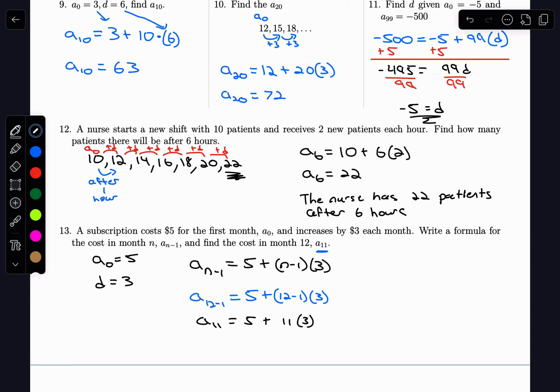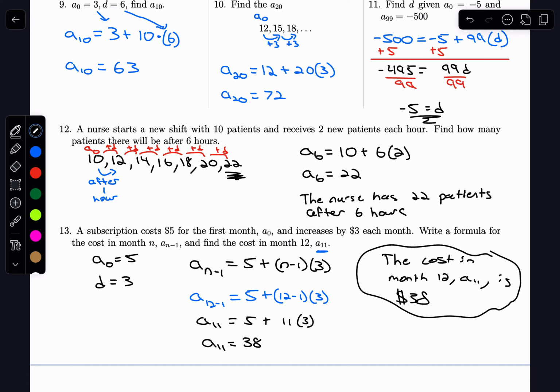Now the cost in month 12 is just 5 plus 11 times 3. So the cost in month 12 is 5 plus 33, which is $38. So we can go ahead and just summarize here. The cost in month 12, which is A sub 11, is $38.